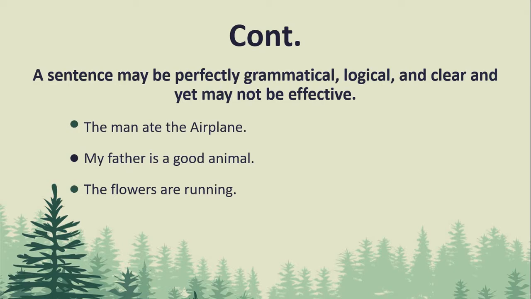A sentence may be perfectly grammatical, logical, and clear, and yet may not be effective. Look at the examples below. The man ate the aeroplane. My father is a good animal. The flowers are running. These sentences, in terms of grammatical construction, are effective, but in terms of semantics, or what we call meaning, they are not effective, because they didn't give us the right meaning, what's meant by the writer of the sentence.